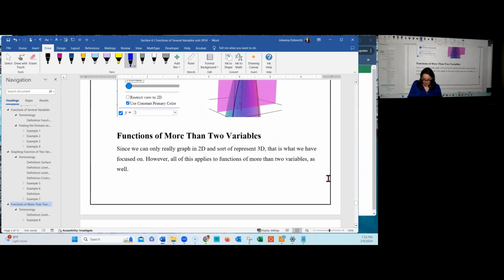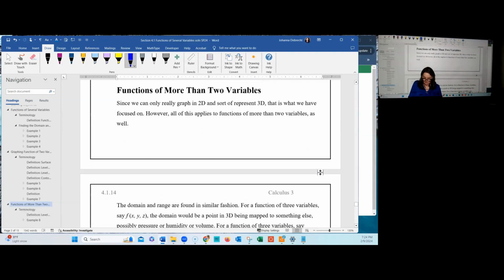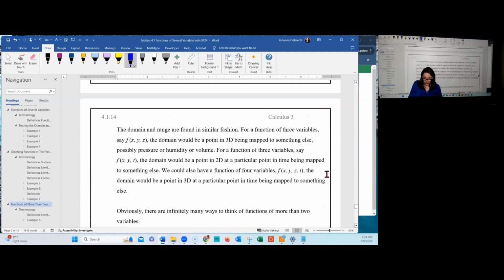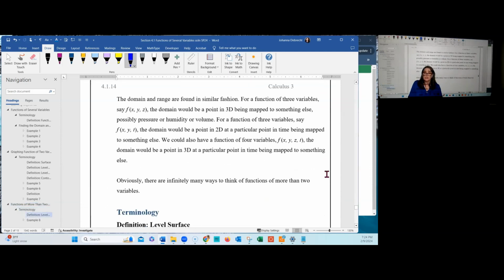Let's talk now about functions of more than two variables. We've been dealing with functions of two variables, but all of this also applies to functions of three independent variables, or four independent variables, or five independent variables. So let's say that we have a function of four independent variables, x, y, z, and t.